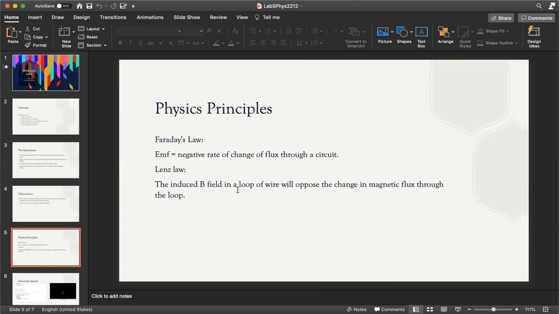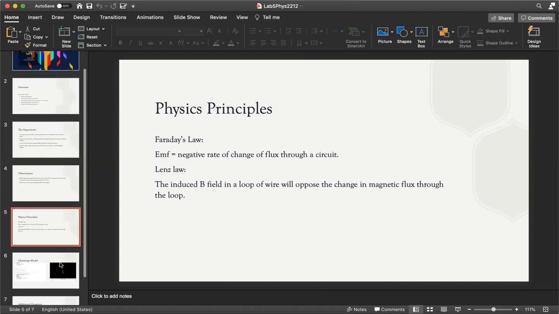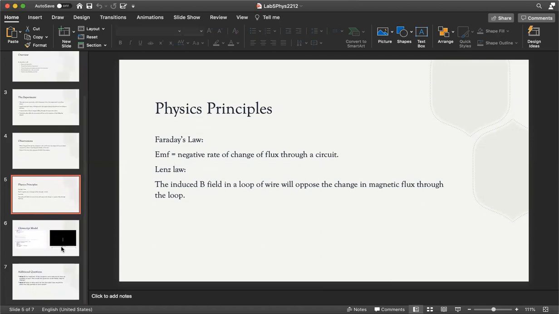So this makes sense with our observations, where we noticed that it was falling slower through the tube, because there's a force opposing its moving through the tube, which is also causing change in flux downwards. So it's opposing that.